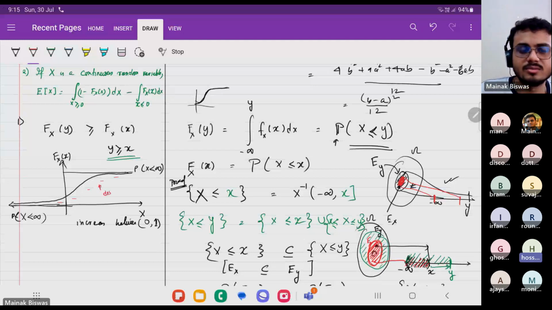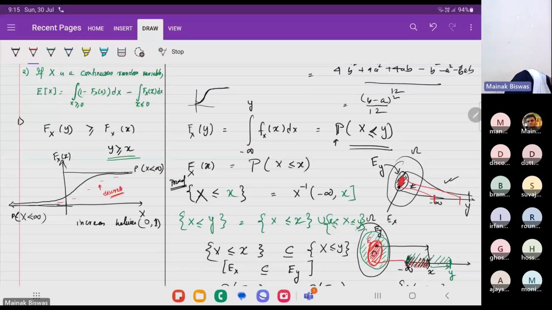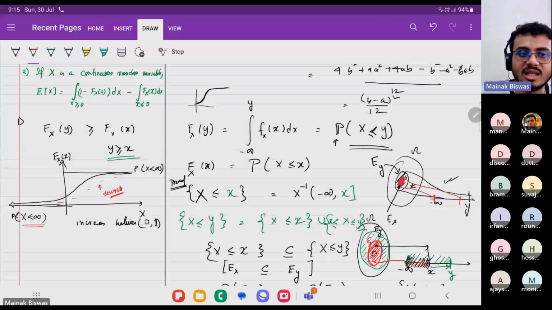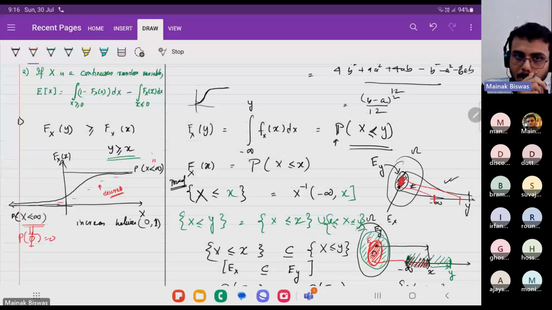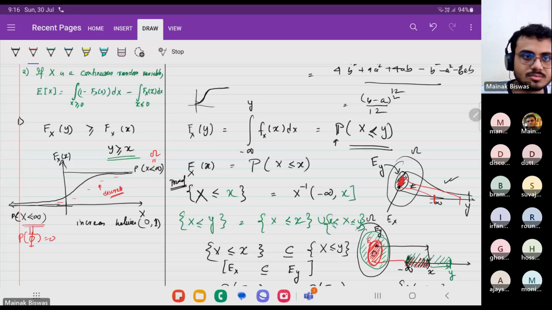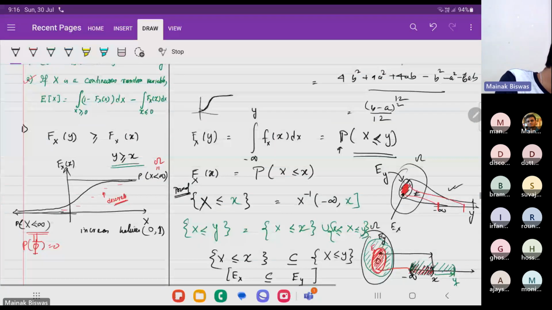Sir, why at x tends to minus infinity, this variable tends to 0? Is there any event where the random variable can map something less than minus infinity? No. So then this is nothing but phi, right? This event? Probability of phi equal to 0. And this is nothing but the sample space, right? Because the random variable will always map something to less than infinity, yes or no? Yes. So that's why.